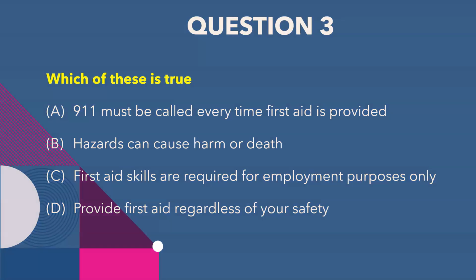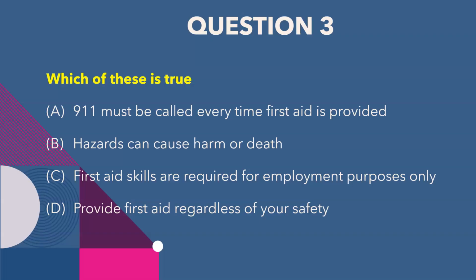Question 3. Which of these is true? A. 911 must be called every time first aid is provided. B. Hazards can cause harm or death. C. First aid skills are required for employment purposes only. D. Provide first aid regardless of your safety. Choose one of them, write it down, and then get ready for question 4.